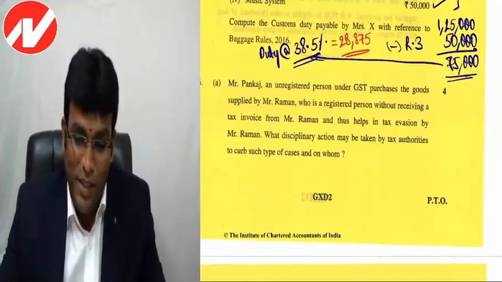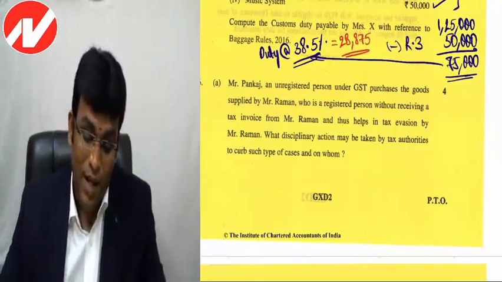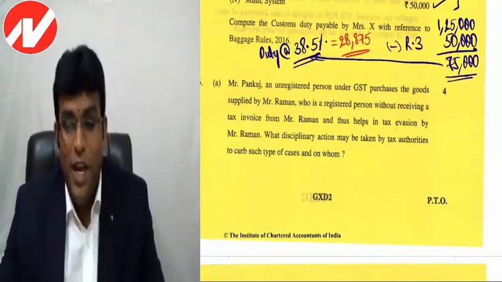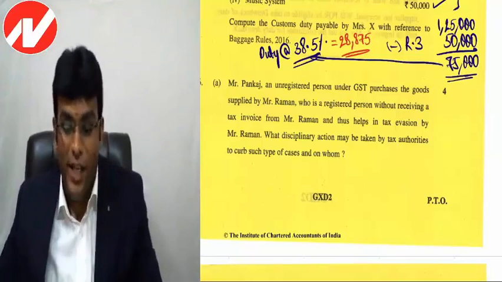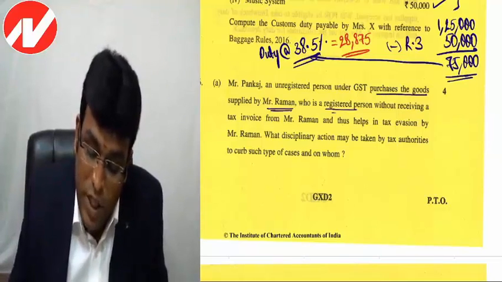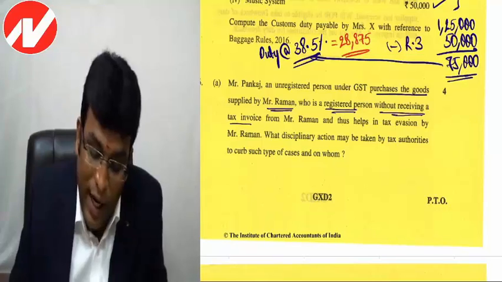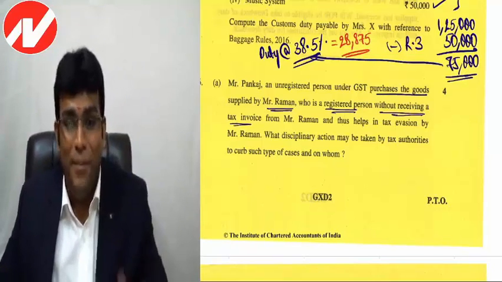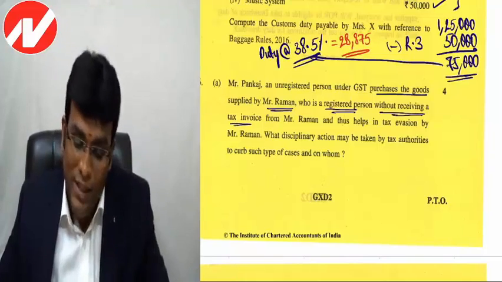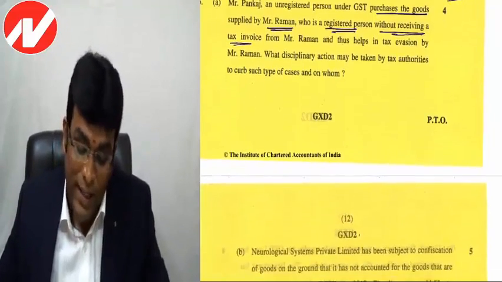Very good. Come on, see next question. Mr. Pankaj, an unregistered person under GST, purchases goods supplied by Raman, who is a registered person, without receiving a tax invoice. That means you are trying to help that person and thus helps in tax evasion. What disciplinary action may be taken by tax authorities?